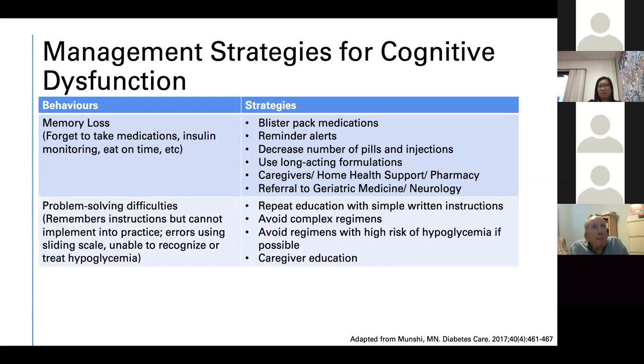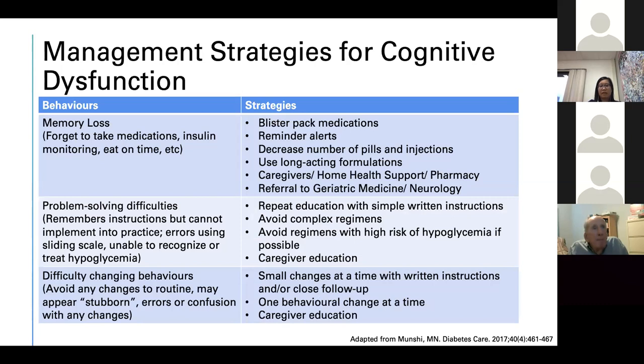For patients who have problem-solving difficulties, repeating education with simple written instructions can be helpful. Avoiding complex insulin regimens or regimens with high risk of hypoglycemia if possible. Providing caregiver education, particularly around hypoglycemia and hyperglycemia management. And for those patients who have difficulty changing behaviors, I find that small changes at a time with written instructions can be quite helpful, and that close follow-up is often needed. So I often have to call these patients who have cognitive dysfunction every 2 weeks or so just to make sure that they're on track. And as I mentioned before, having one behavioral change at a time can be helpful.